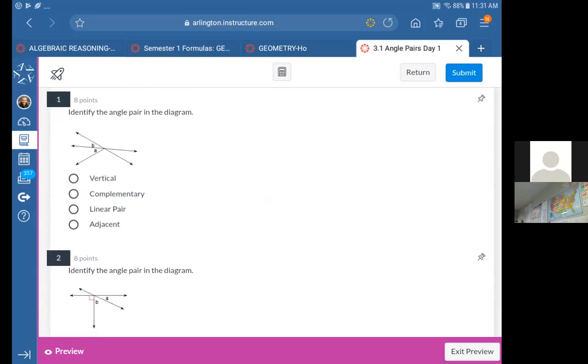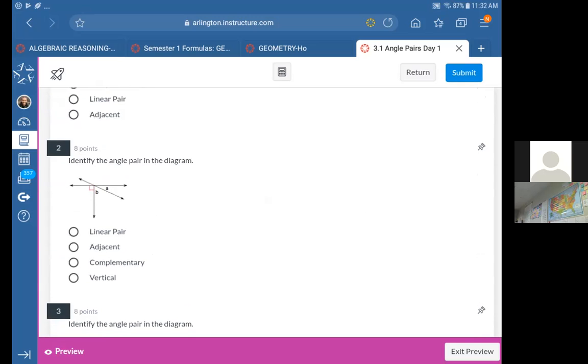Okay, so you do have an X here, but they're not across from each other. None of them are right angles. They don't make a flat line, but they're touching each other. So those are adjacent. Here's the flat line here. This is 90 degrees. That means these two also add up to what? 90 degrees. So this is complementary.